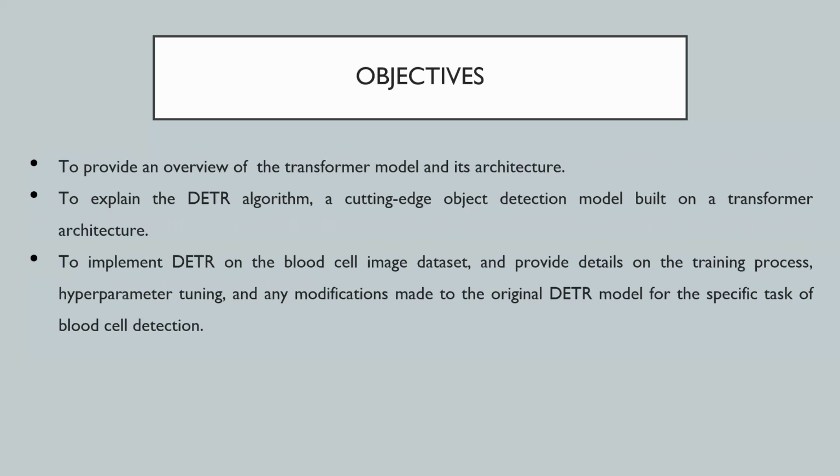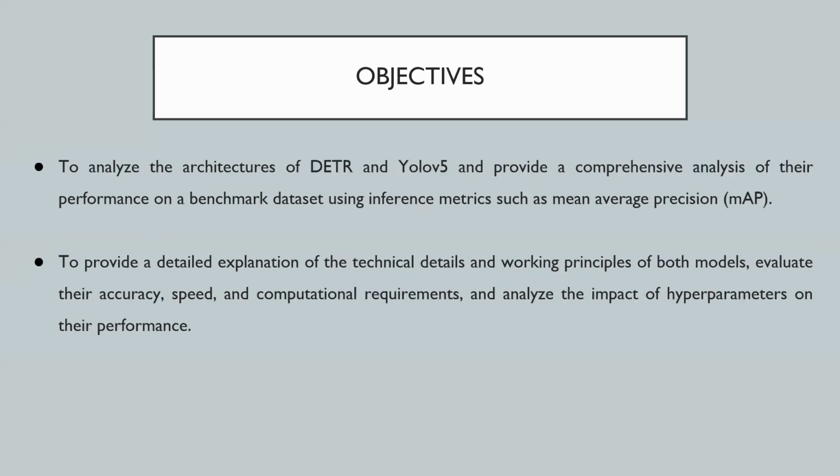The objectives of our project include to provide an overview of the transformer model and its architecture, to explain the DETR algorithm, a cutting edge object detection model built on a transformer architecture, and to implement the DETR on the blood cell image dataset and provide details on the training process, hyperparameter tuning, and any modifications made to the original DETR model for the specific task of blood cell detection.